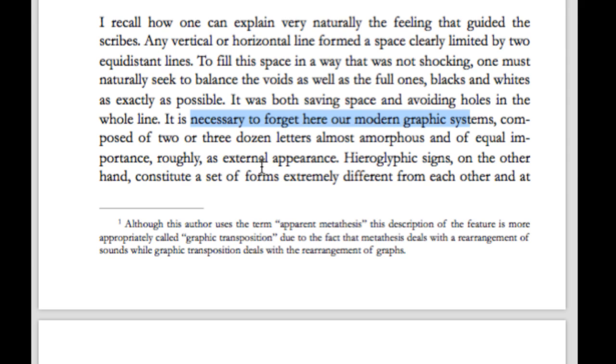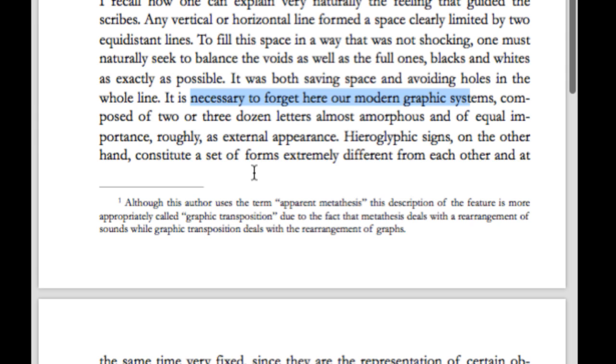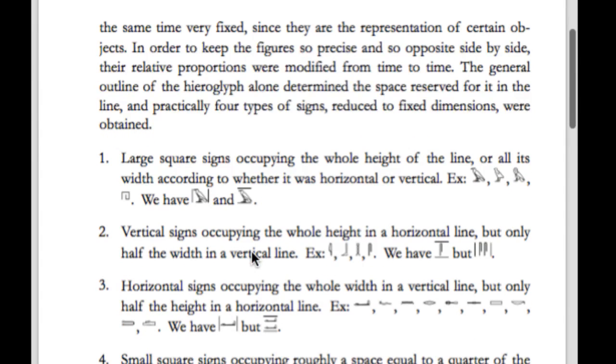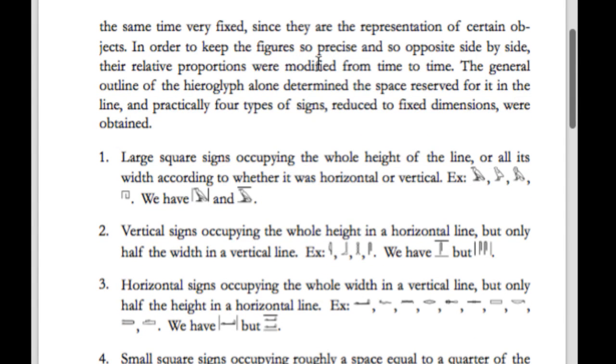Which is composed of 2 or 3 dozen letters, almost amorphous and of equal importance, roughly as external appearance. Hieroglyphic signs, on the other hand, constitute a set of forms extremely different from each other and at the same time very fixed, since they are the representations of certain objects. Remember, in English, all of the lowercase letters pretty much fit in the same block, same thing. But in Sesh Medu Necher, we have images of all kinds of different things. Some tall, some short, some wide, some small, etc. That's what he's saying.